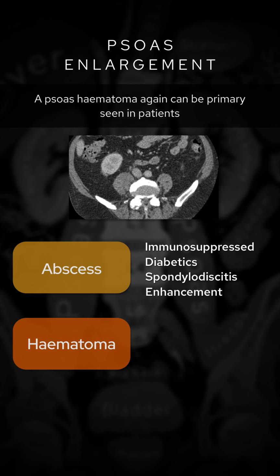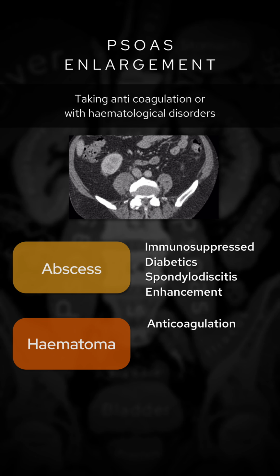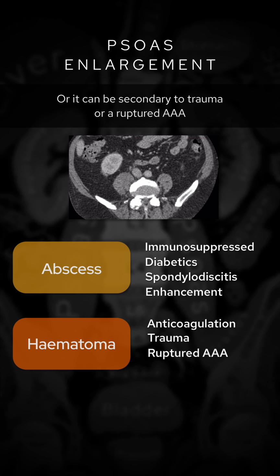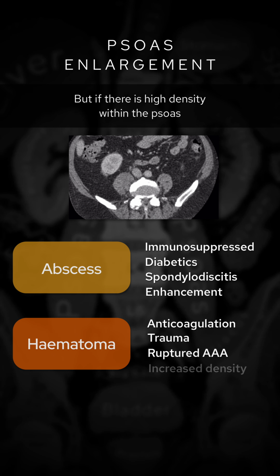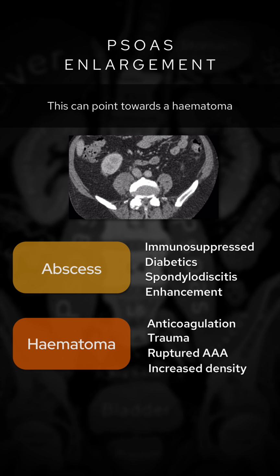A psoas haematoma again can be primary, seen in patients taking anticoagulation or with hematological disorders, or it can be secondary to trauma or a ruptured AAA. They can be difficult to differentiate from abscess formation on CT, and the clinical history is usually useful. Clinical correlation is advised. But if there is high density within the psoas, this can point towards a haematoma.